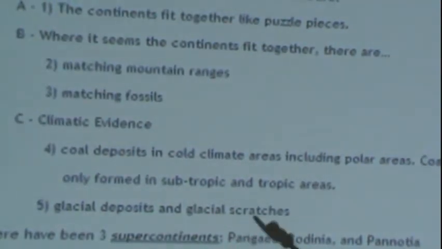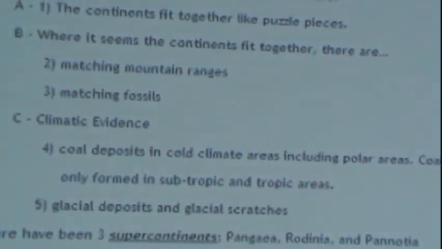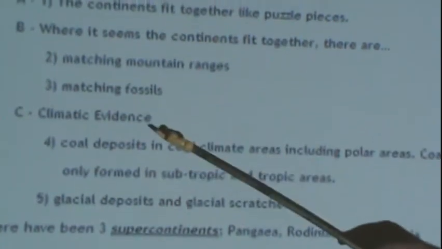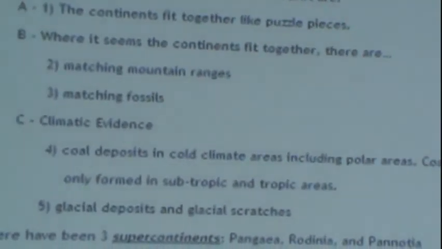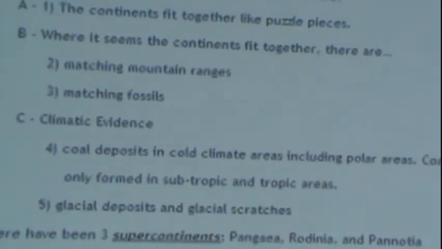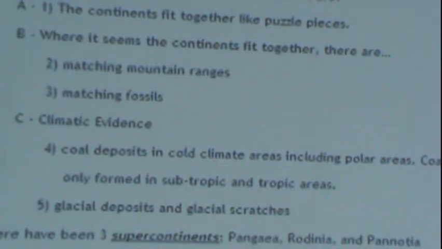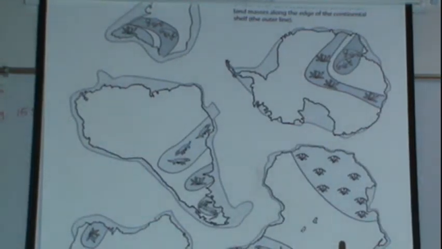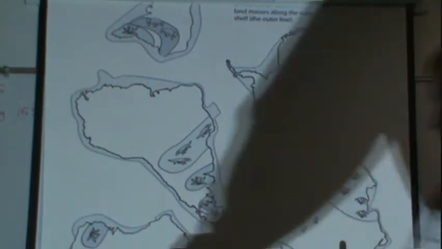And when you line the continents together, the way it looks like they fit together, based with all the other evidence like matching fossils and the mountain ranges that line up together, the scratches all point towards the center of where the glacier originated from, which is absolute proof that the continents were once together in that way. Okay? Alright, so now let's take a look at some of these evidences.